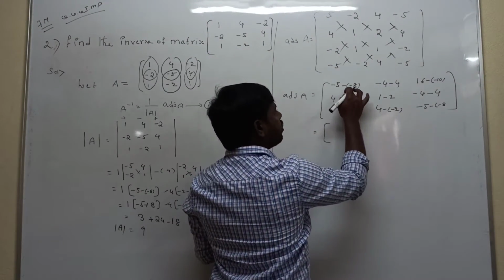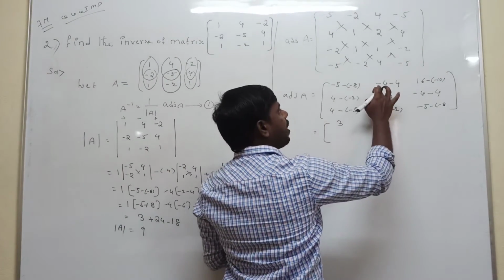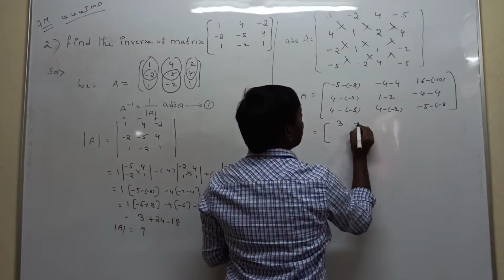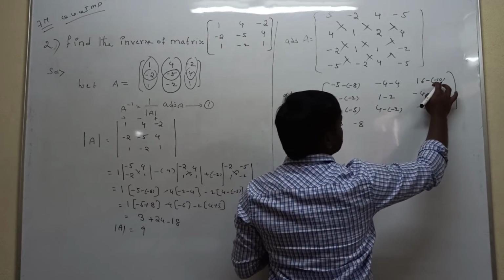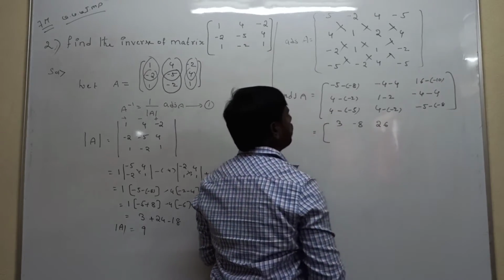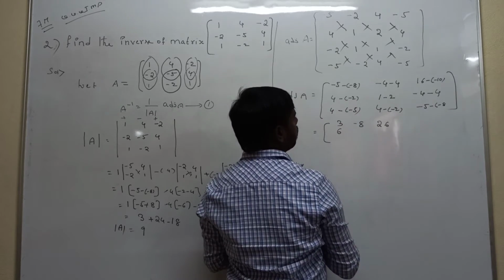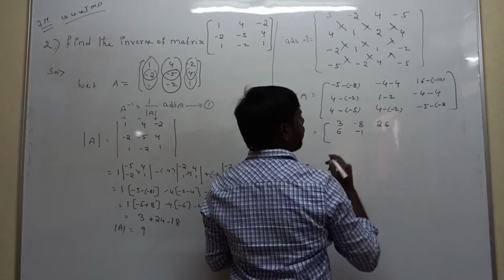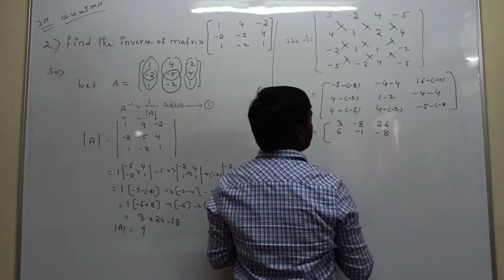Now minus into minus is plus 8. Minus 5 plus 8, that value is 3. Minus 4 minus 4, that value is minus 8. Next one, 16 minus of minus, plus 16 plus 10, value is 26. 4 minus of minus, plus 4 plus 2, value is 6. 1 minus 2 value is minus 1. Minus 4 minus 4, that value is minus 8.